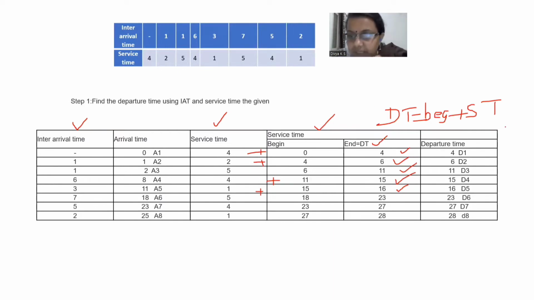So now the last column, the same value we are writing here. So for departure, the letter will be D1. So we write D1, D2, D3, D4. Okay. So now this is the first table. I will tell you once more.